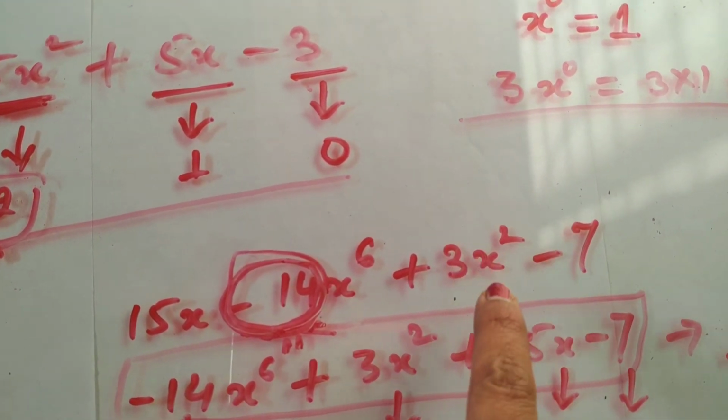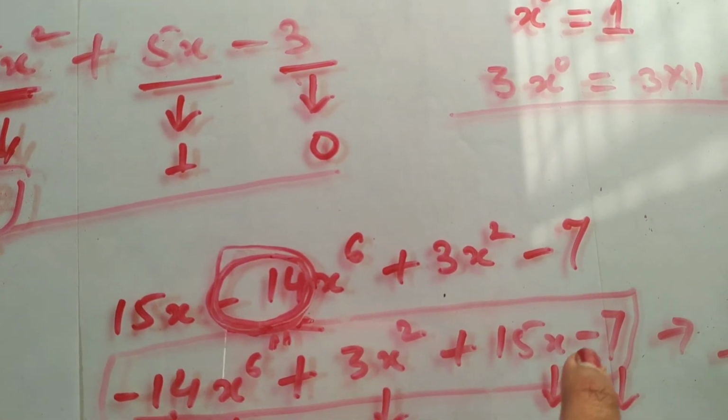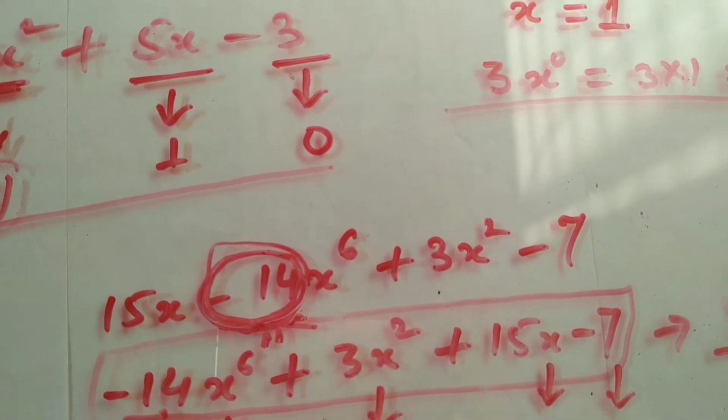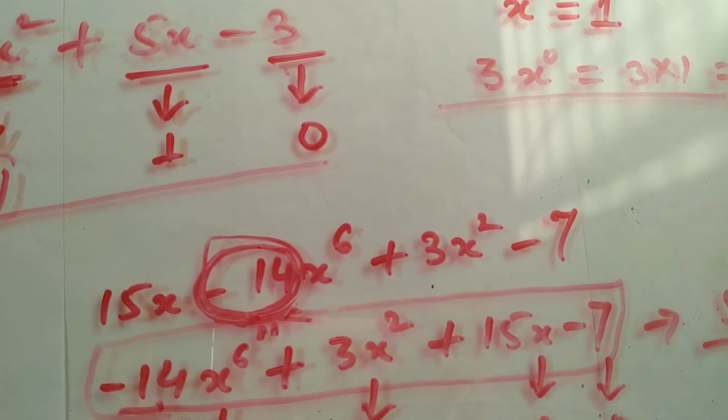Coefficient of x square is 3 plus 3 and coefficient of x to the power 0 is minus 7. It is also the constant term. Someone asks what is the constant in it? So the constant is only minus 7.